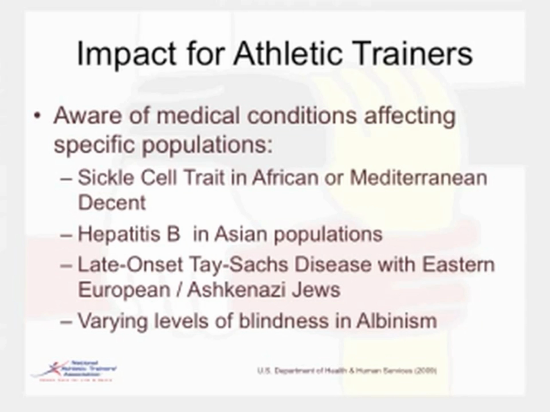And aside from just numbers and statistics, there are also medical concerns for certain diverse populations, such as the sickle cell trait in African and Mediterranean descent, hepatitis B in Asian populations, Tay-Sachs disease with Eastern European or Jewish populations, and varying levels of blindness and albinism. Some culture-specific issues will be discussed later in this presentation.